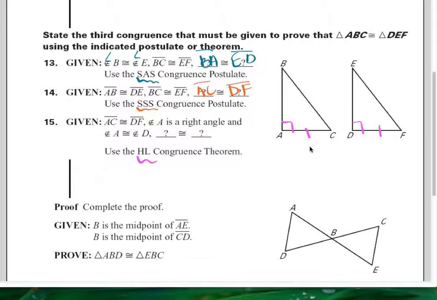So let's look at our picture and see what's marked. We've got a right angle. This is a leg, and this is a leg. We need the hypotenuse. Remember that the hypotenuse is opposite from the right angle. So opposite from the right angle in our picture gives us side BC and EF. So that's what goes into this blank. BC congruent to EF, if we want to use hypotenuse leg there.